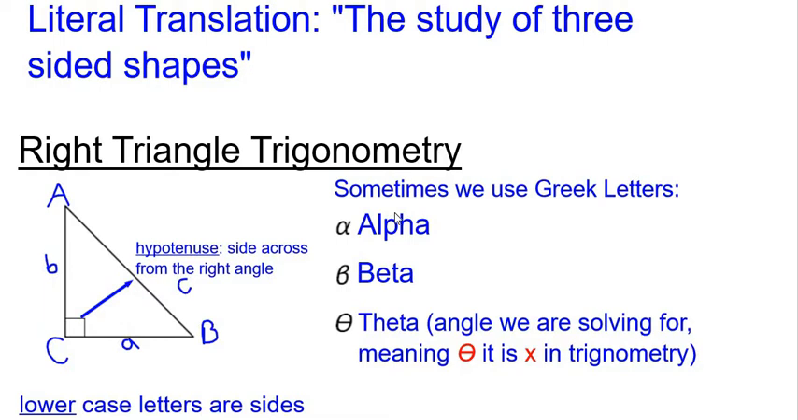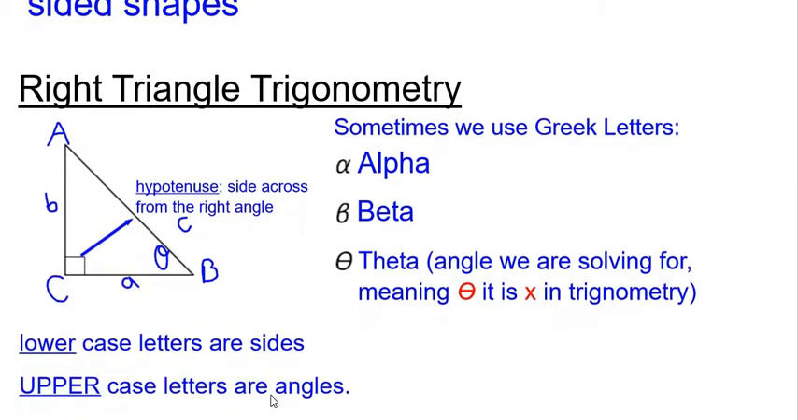But sometimes we use the Greek letters. You'll see people use alpha for A, and beta for B, and we do use this letter a lot called theta. And theta is typically used basically like an x in trigonometry. So the point of the problem might be to find theta, right? And it might even be labeled B, but if you ever see a theta in a problem, the theta is typically the angle you're trying to solve for. So just keep in mind, very important, lowercase letters are sides, uppercase letters are angles.